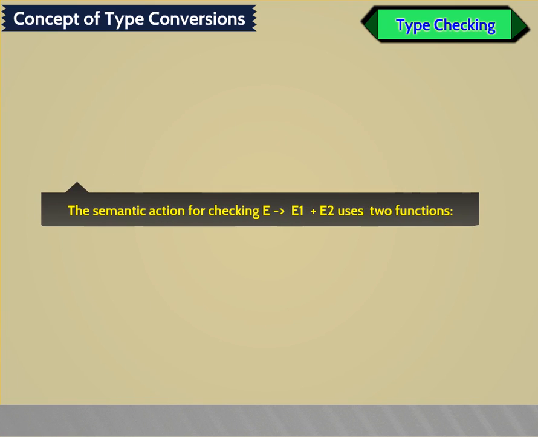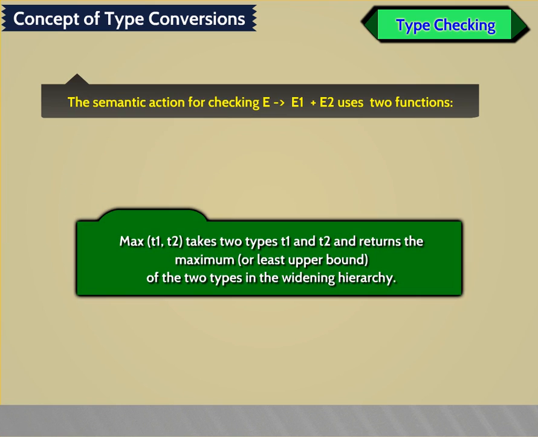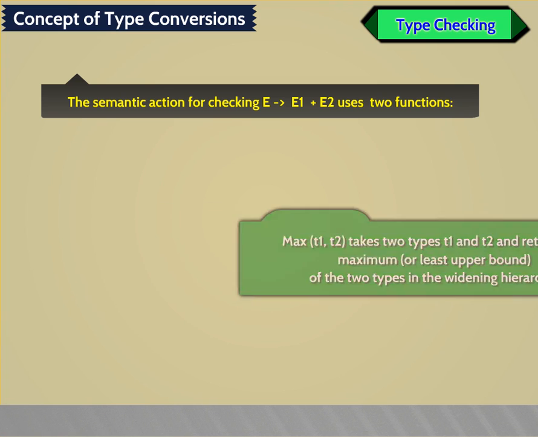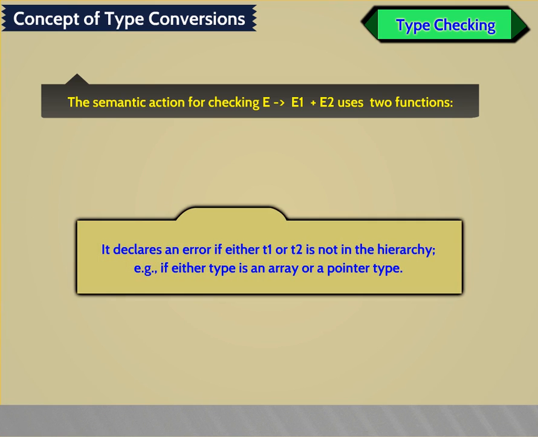The semantic action for checking E produces E1 plus E2 uses two functions. max(T1, T2) takes two types, T1 and T2, and returns the maximum or least upper bound of the two types in the widening hierarchy. It declares an error if either T1 or T2 is not in the hierarchy, for example, if either type is an array or a pointer type.